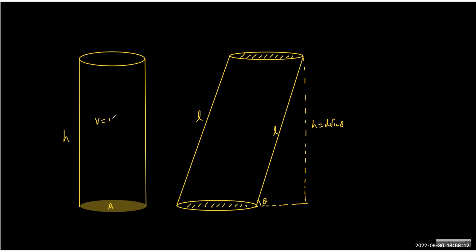So volume is area of the base into height. If the base area is constant throughout, it means the cross-sectional area is constant. When cross-sectional area is constant, then only you can write the volume. Otherwise, you cannot write the volume. This is as simple as that. So what is happening here? Here again, my cross-sectional area is constant. So I will write the formula as A into L sin theta, because my H here is now L sin theta.